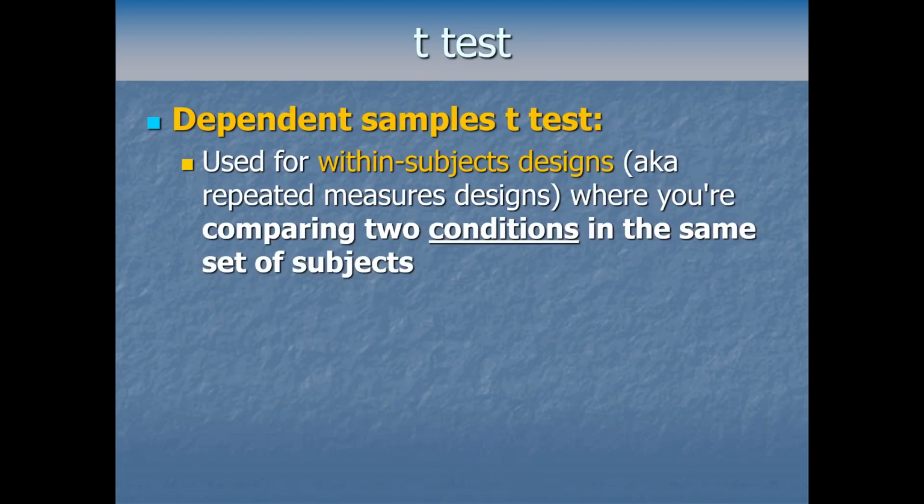Now, a slightly different version of the t-test is used when you're comparing two groups of scores that actually came from the same people, or matched pairs of people, we could say. So we call this a dependent samples t-test. This is what you would use for within subjects experimental designs. Sometimes you'll see this called a repeated measures design, where you're comparing two conditions in the same set of subjects rather than two distinct groups of people. Or maybe you could also use this to compare matched or paired subjects.